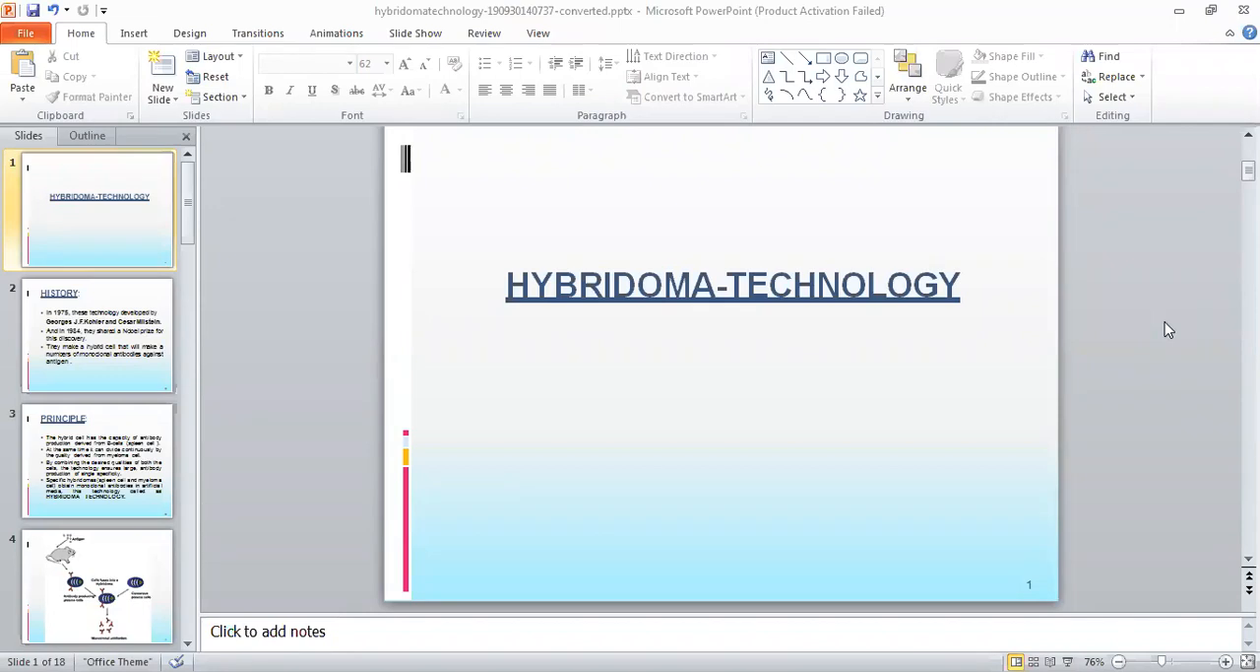Today's topic is hybridoma technology. What is the hybridoma technique? This technique is used to produce monoclonal antibodies. A monoclonal antibody is a specific antibody which binds to a specific epitope, and these epitopes are present on the surface of the antigen where the antibody binds to the antigen.